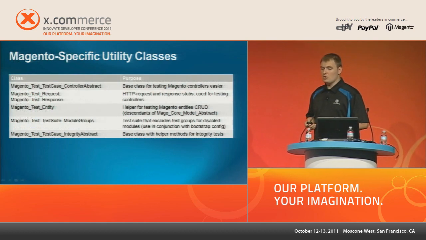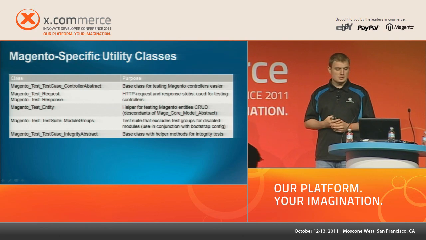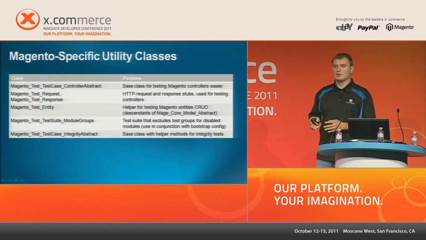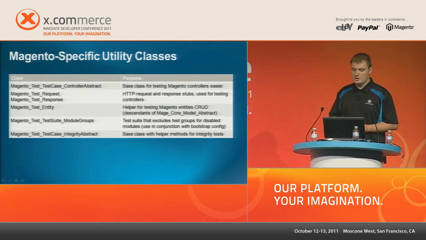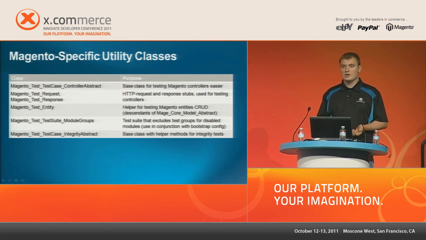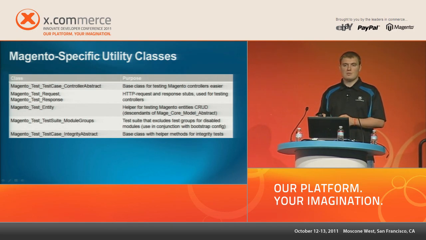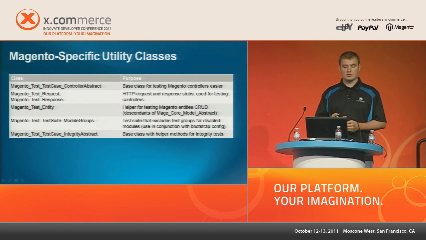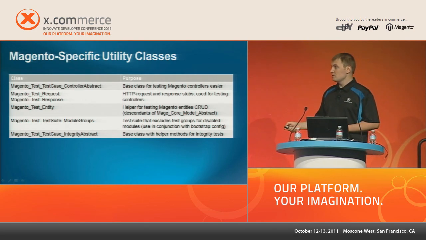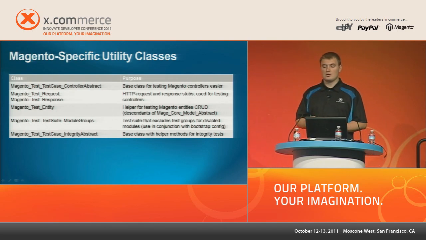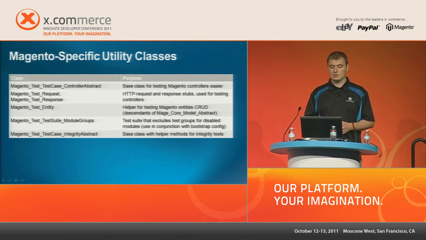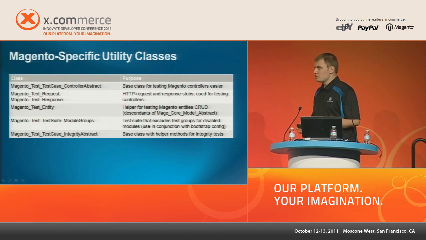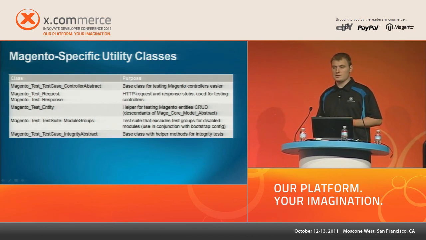The integration testing framework also contains a few utility classes that help to develop certain typical tests. Abstract controller test case allows you to dispatch Magento controller actions, assert redirects, assert 404 errors, and it contains the stubs for HTTP request and response objects. Magento test entity is a helper for testing create, read, update, delete operations for a typical Magento entity which extends Mage core model abstract.